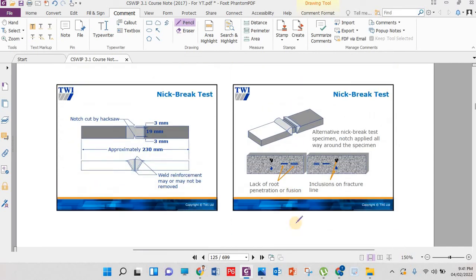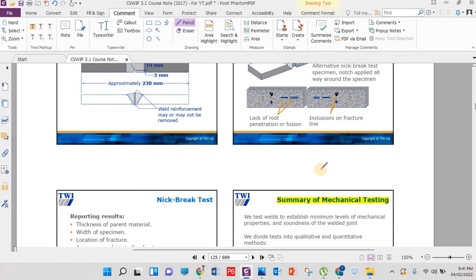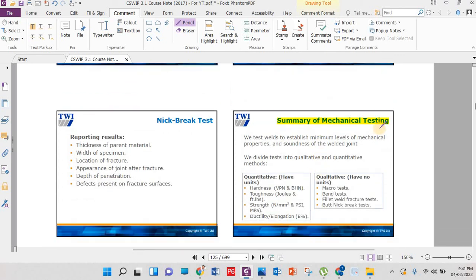Okay, now we have the neck break test. You need not worry about it. We have the welding. We make a neck, top notch, bottom notch. Then with the hammering, we will see the results. Not important from the paper point of view. This summary is also important from the paper point of view.